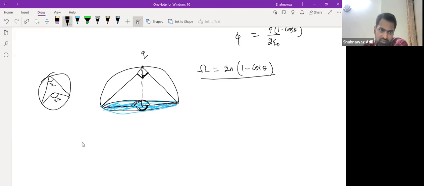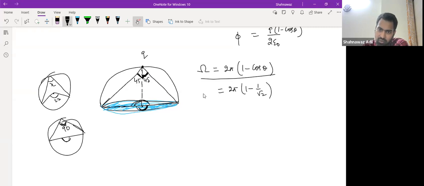What is this angle? Let me draw the diagram here. This is your diagonal diameter, and this is 180. This would be how much? Yes, property of the circles, 10th class. This is 180, half of it is 90, right? So the total angle is 90, so this would be 45, 45. So now you know that this theta is 45. So solid angle would be 2 pi (1 minus cos 45), which is 1 by root 2.